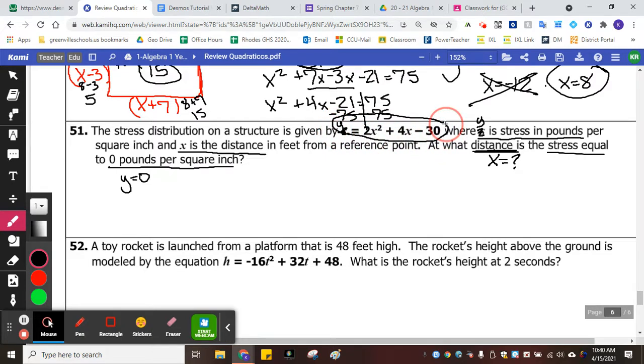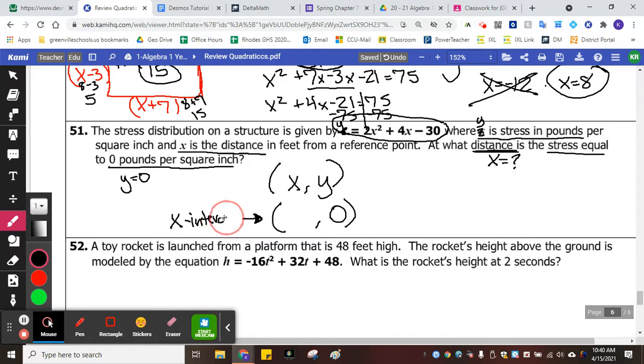So when we graph our equation, we're trying to find out the point where y equals 0. Or another name for that is your x-intercept. So we'll graph it in Desmos.